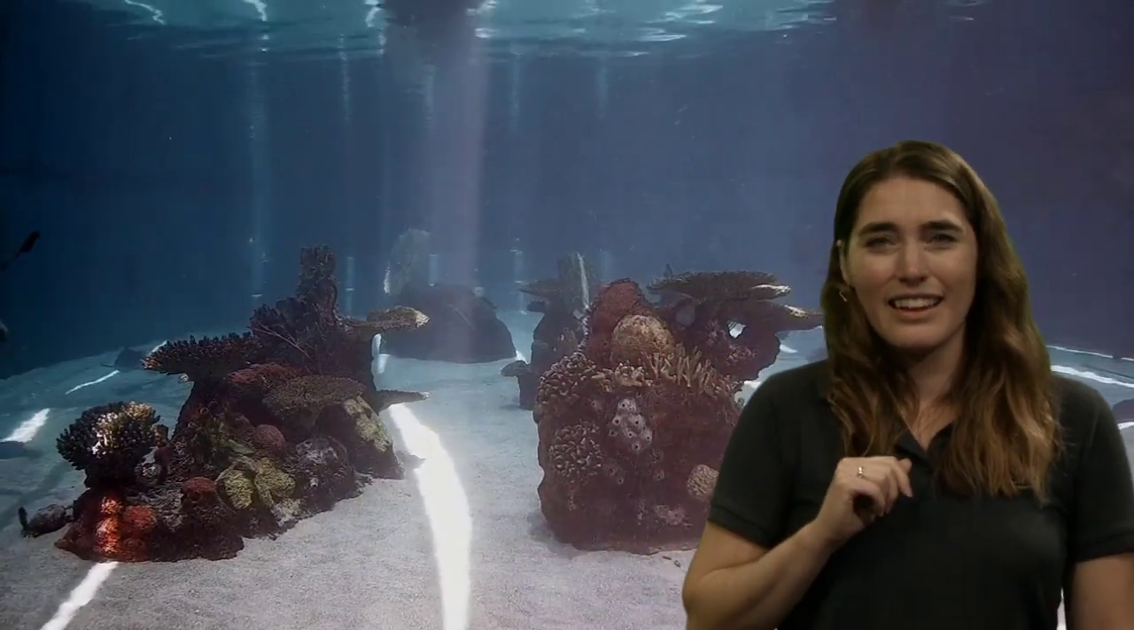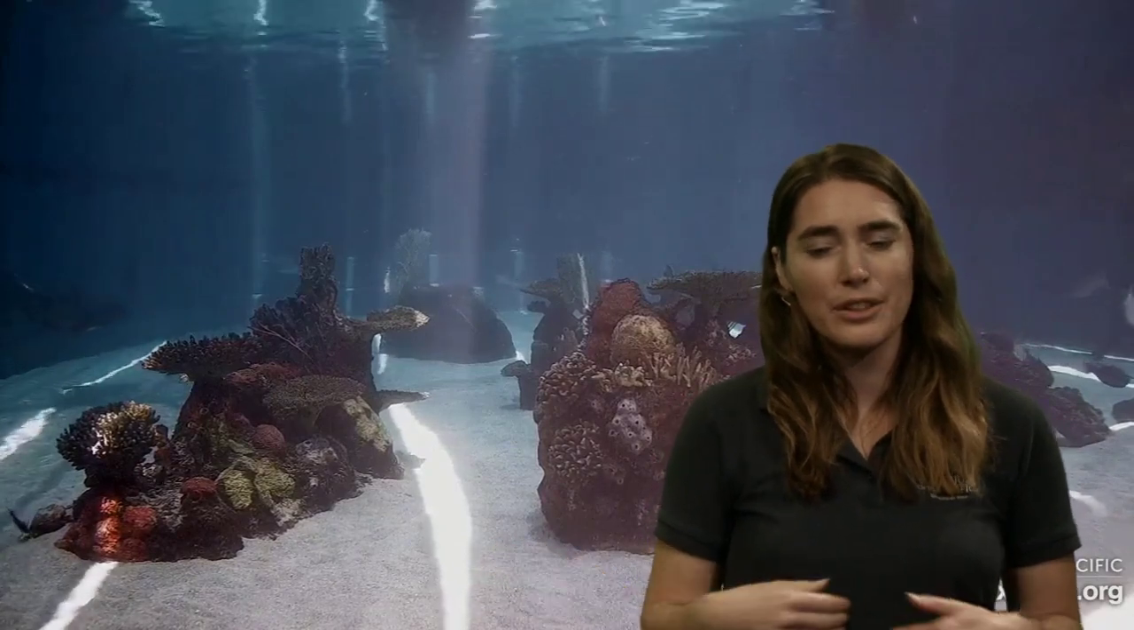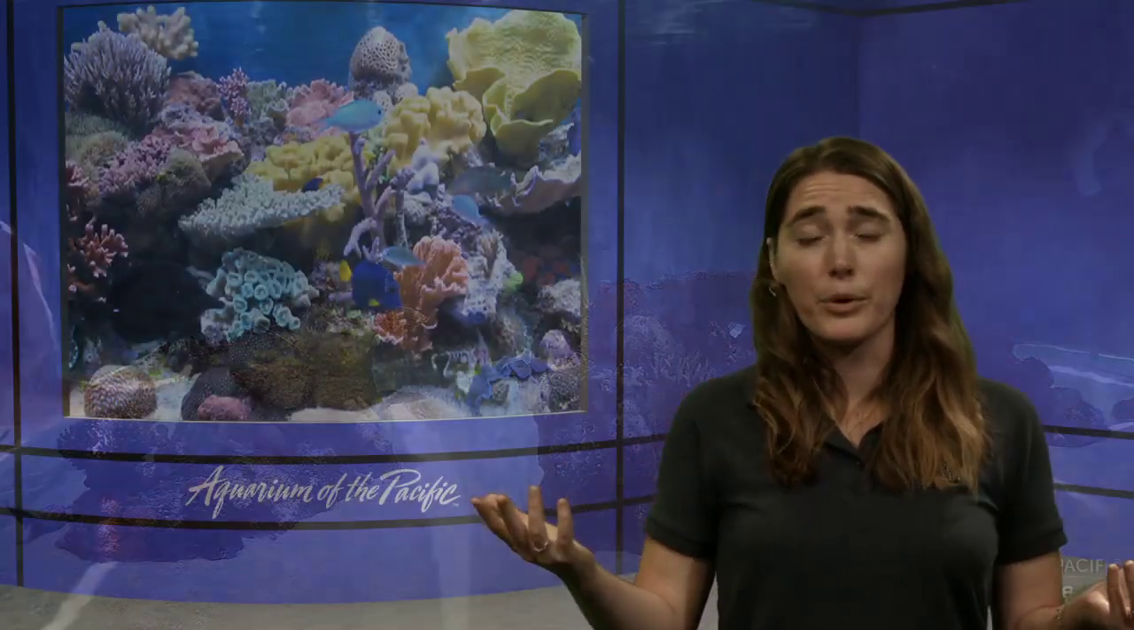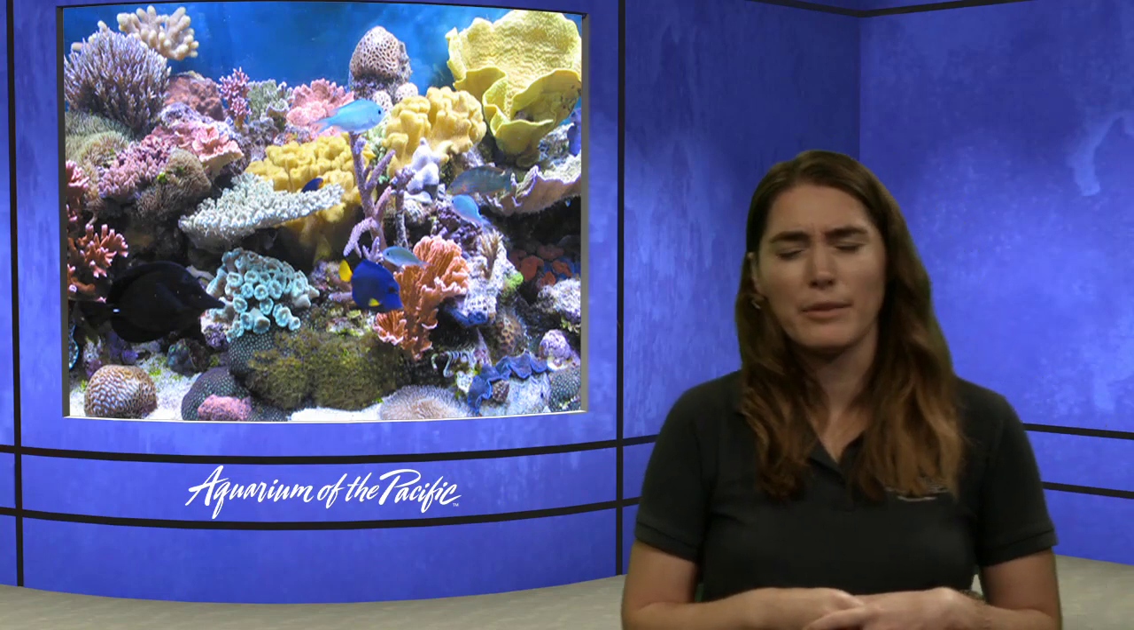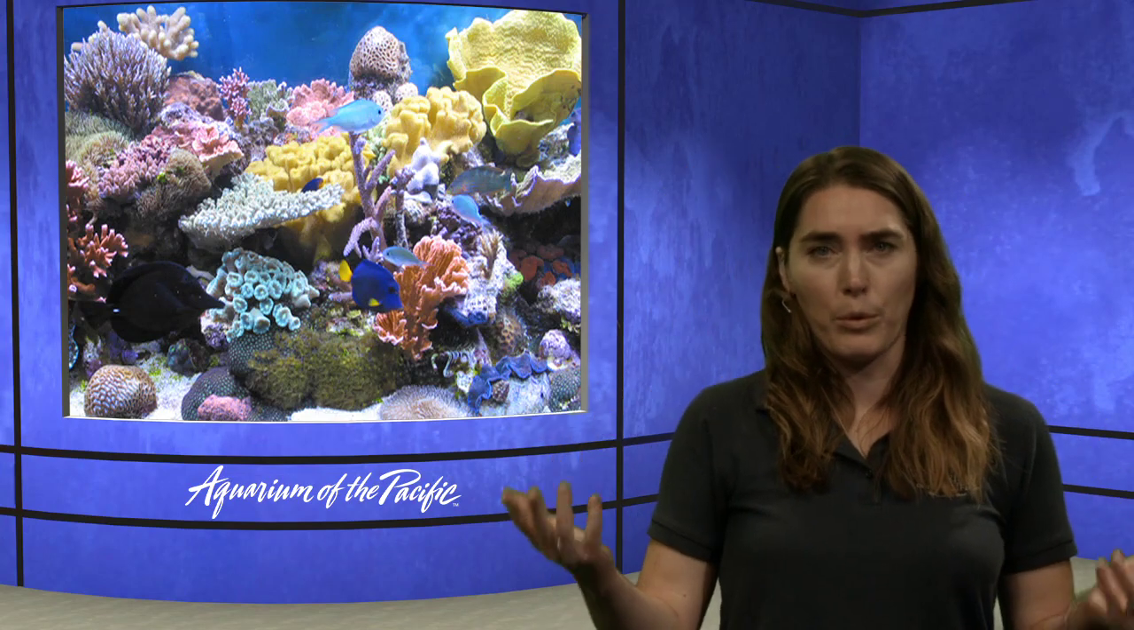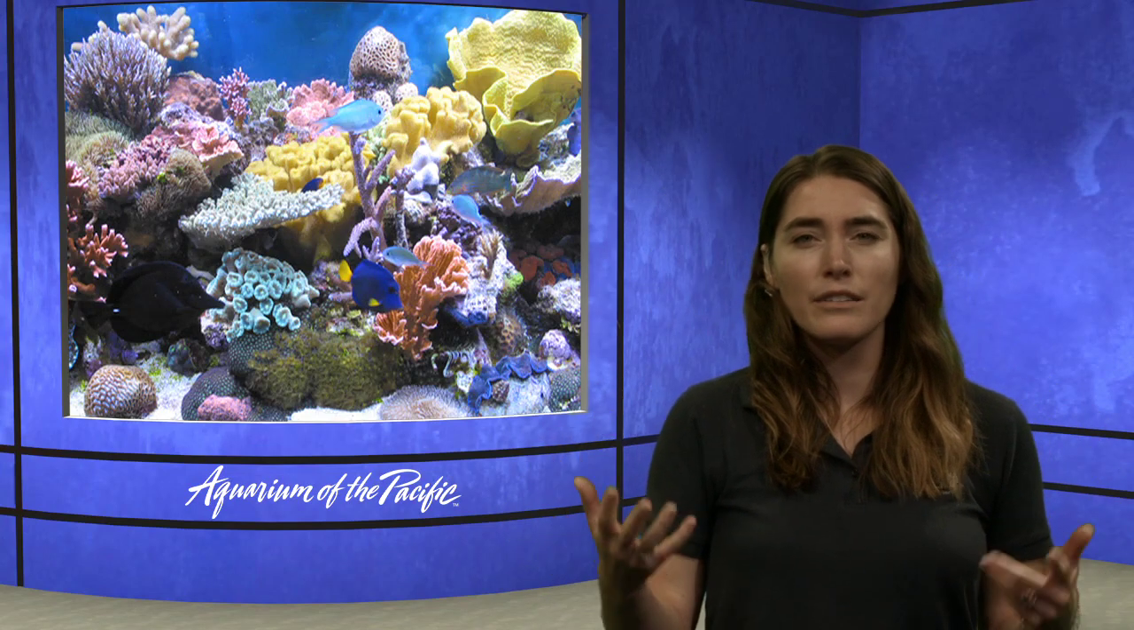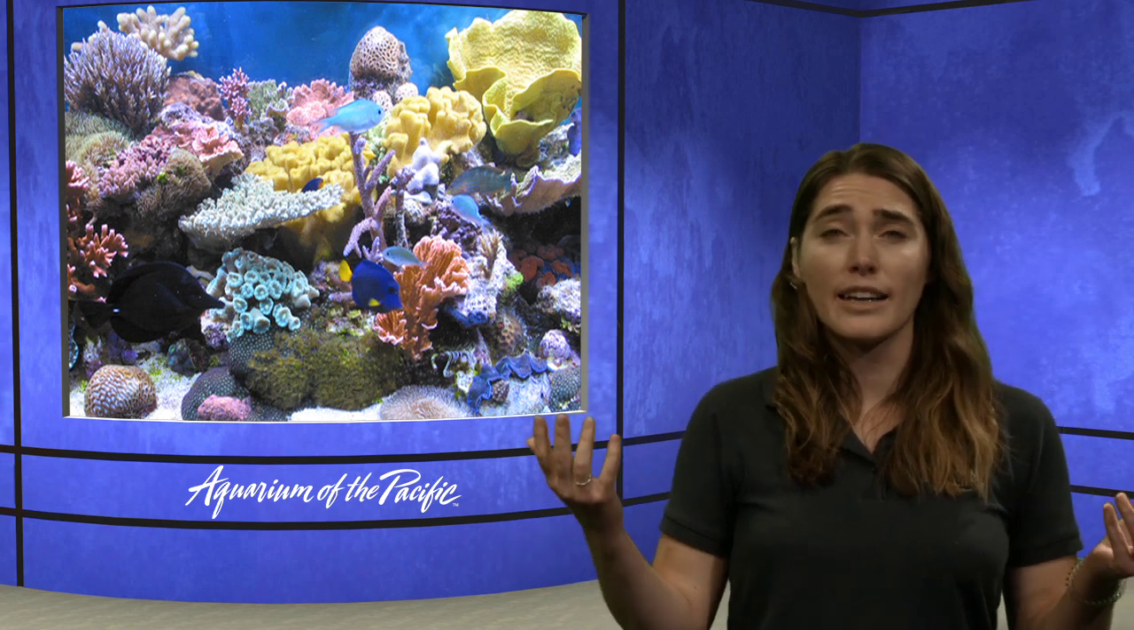Okay, so we've talked about some of the animals that live in these coral reefs. So we're starting to understand why they're important. But what's the problem then? What is the conservation portion of this? Well, unfortunately, our coral reefs are in trouble.